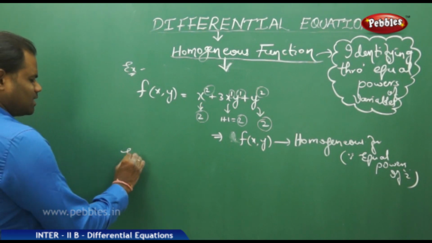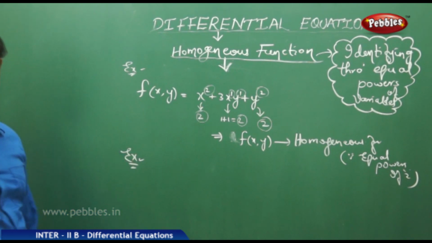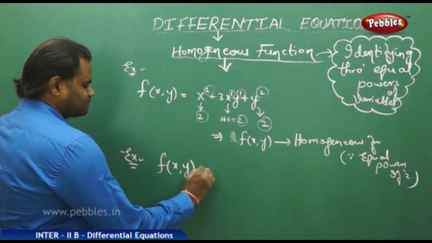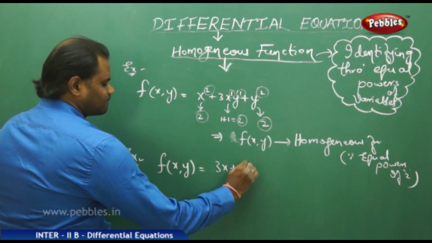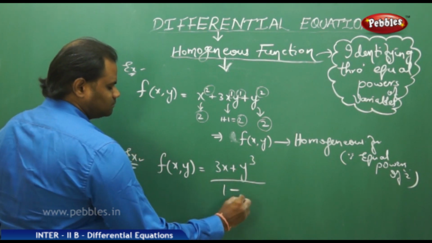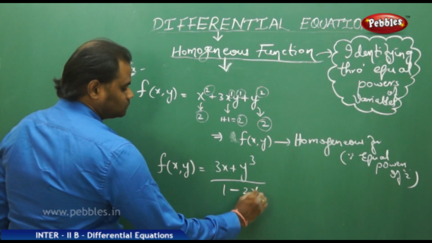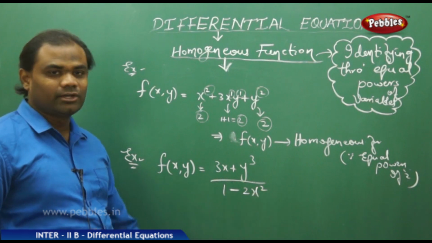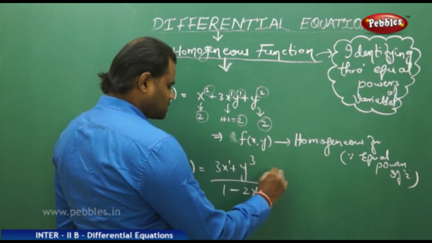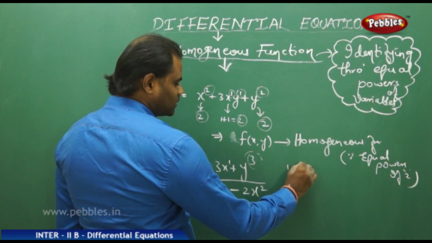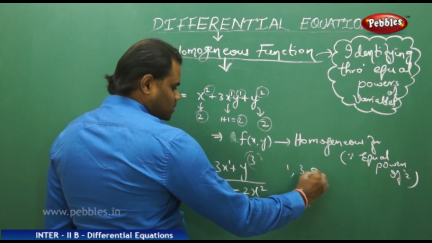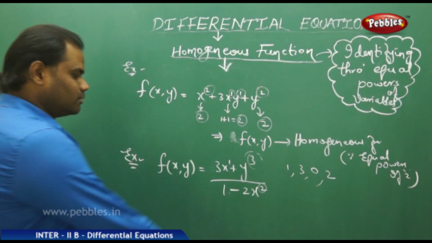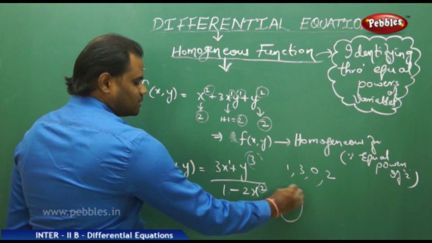Let's take one more example and see if this is homogeneous. Now clearly I can see that each of these has unequal powers, because this has power 1 and this has power 3, and the next term has power 0 and the next term has power 2 for its variables. Therefore, this is not a homogeneous function.